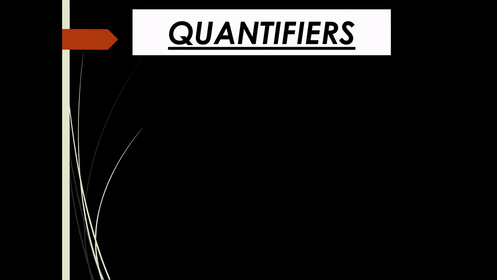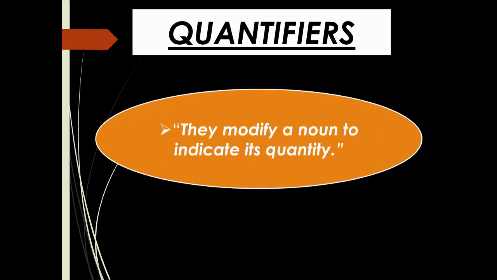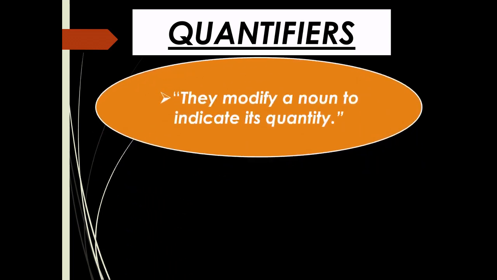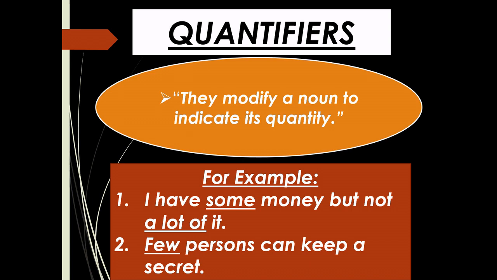Let's see the next kind of determiner, that is quantifiers. The meaning of quantifiers is, they modify a noun to indicate its quantity. For example, I have some money, but not a lot of it. Here, money is a noun and some is a determiner, a quantifier determiner, and it is indicating the quantity of the noun.